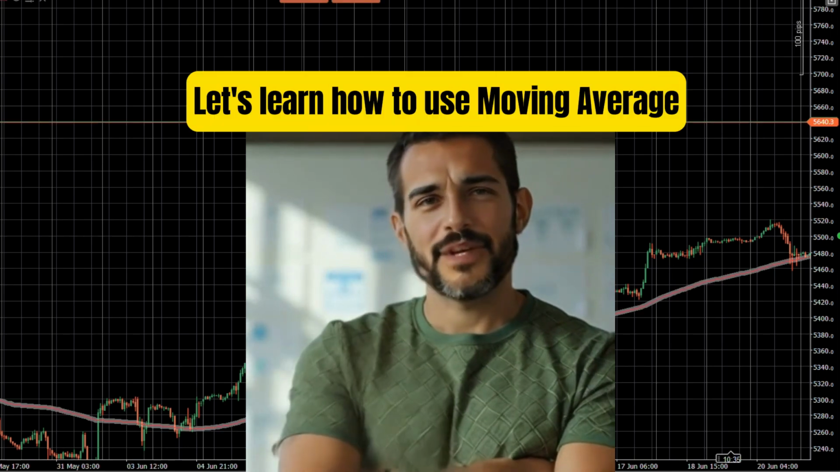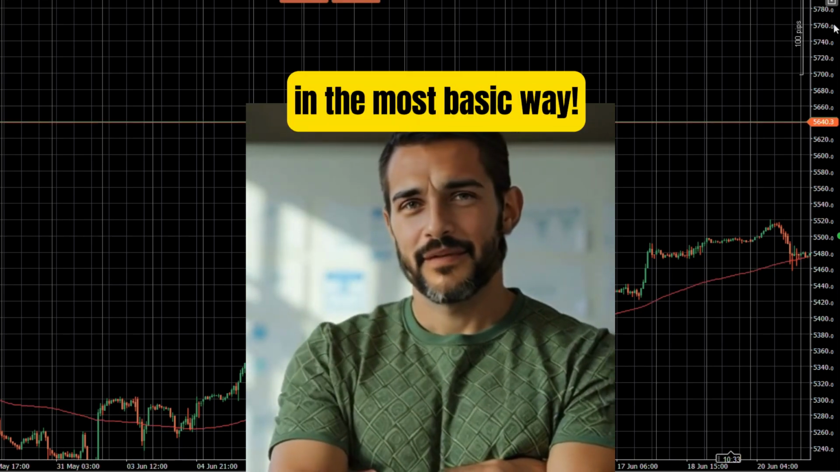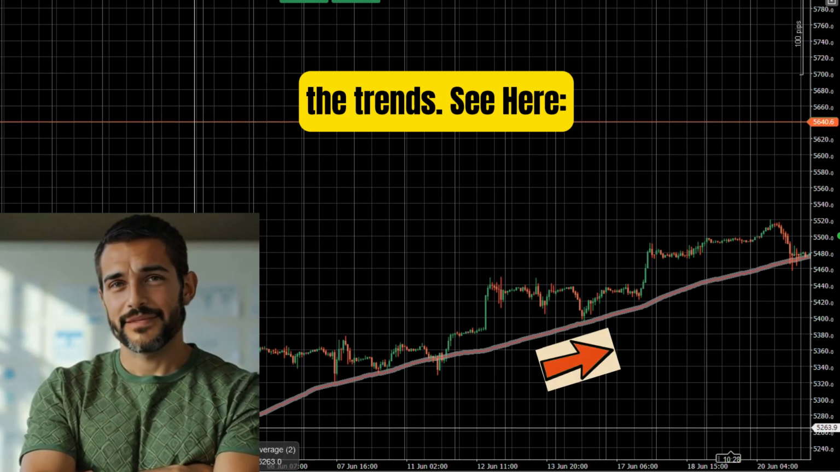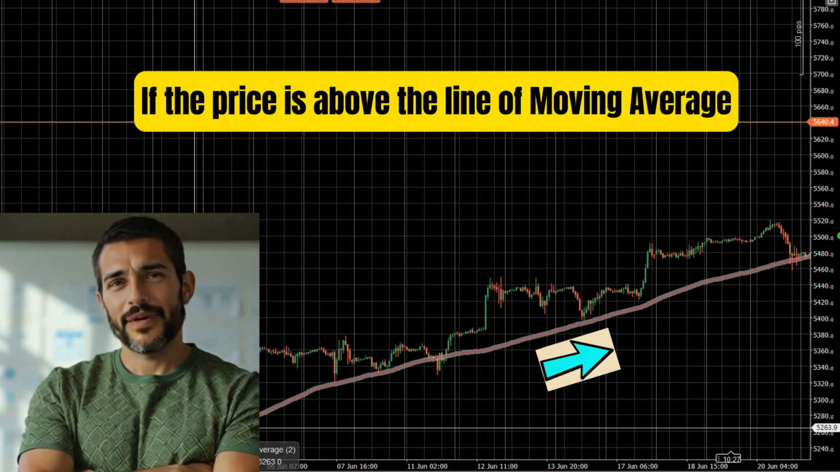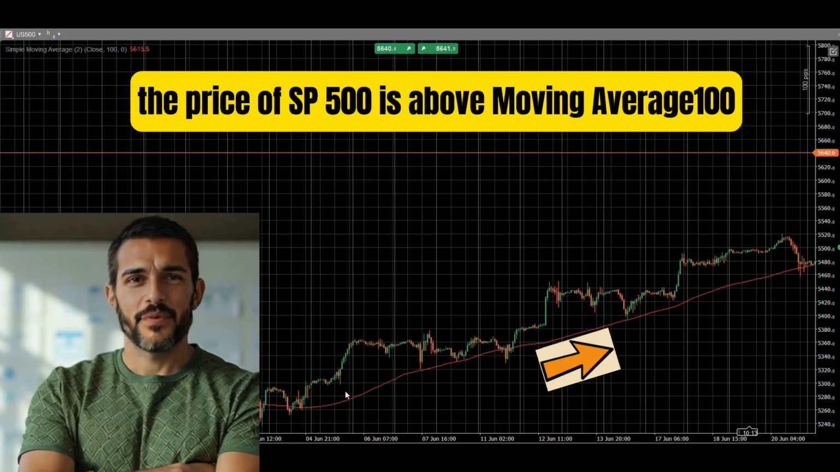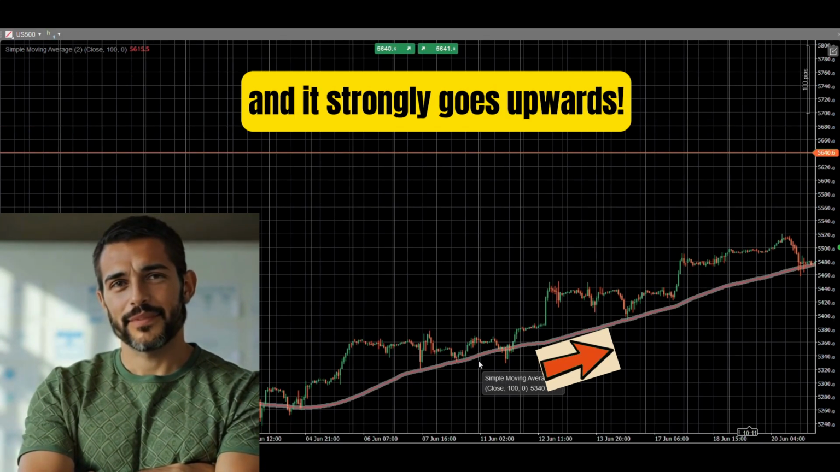Let's learn how to use moving average in the most basic way. First, you need to know that moving average is commonly used to determine the trends. See here, if the price is above the line of moving average, there is uptrend. Look, the price of SP 500 is above moving average 100 and strongly goes upwards.